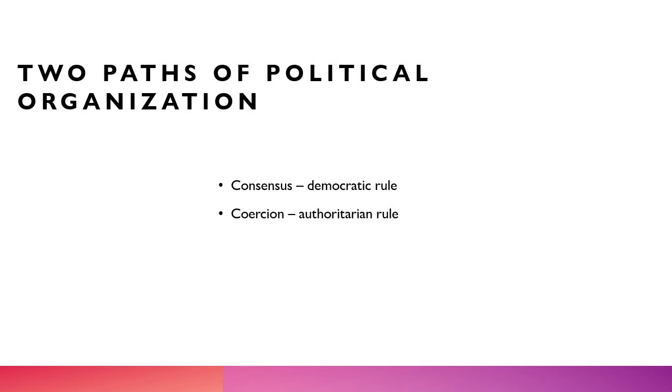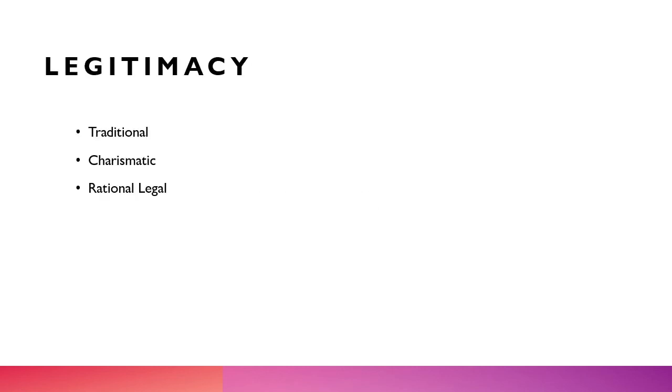Security is then achieved not through cooperation, but through domination. And this manifests through an authoritarian rule. Which brings us to our final preliminary discussion before diving into our 4 case studies, having to do with legitimacy.